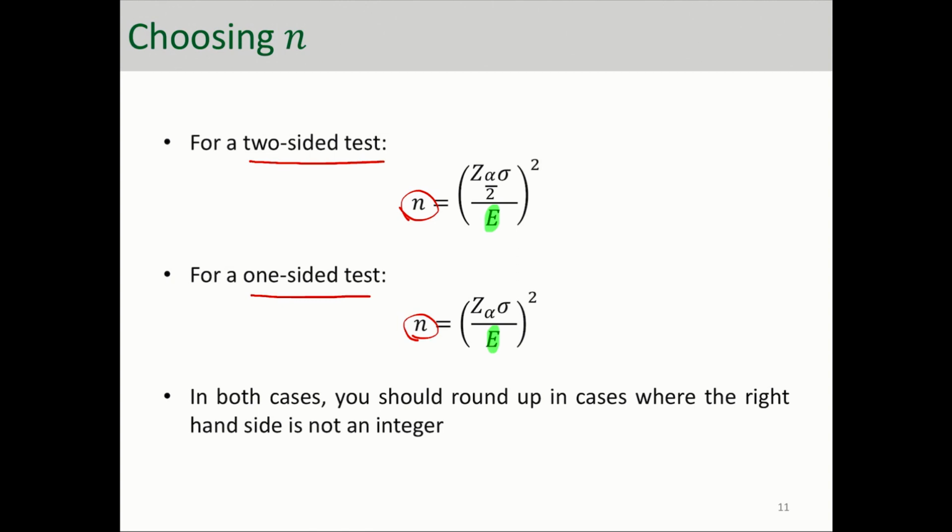And if these two formulas give you any number of decimal places, let's say 12.53, you should always round that up to 13. So you make sure that you're 100% going to achieve that half width. Because if you round down, you're not going to achieve that half width.